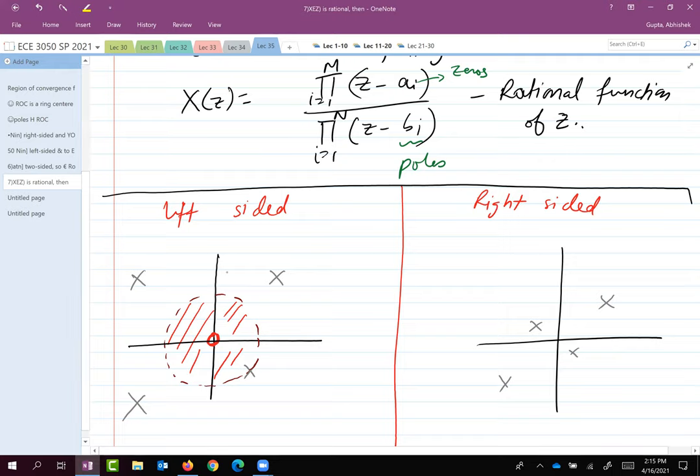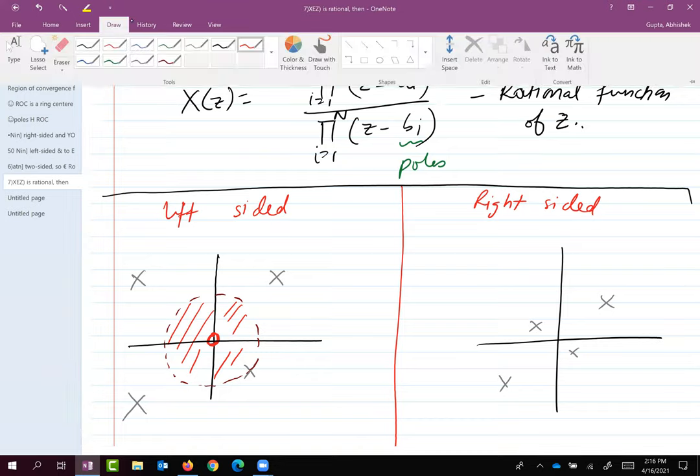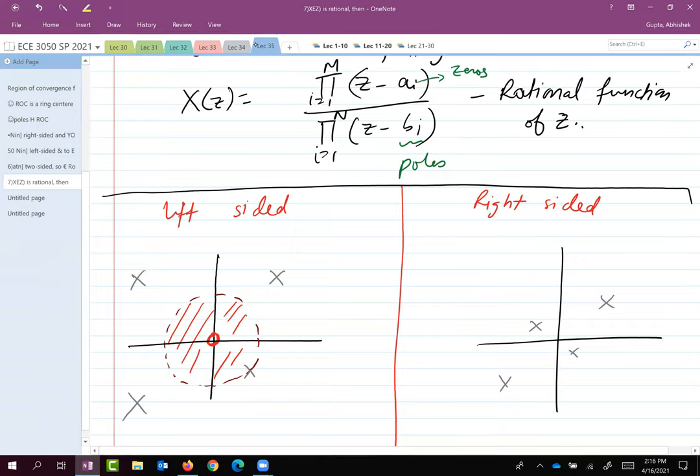So therefore, none of the poles are part of the region of convergence, and it also satisfies the other property for left-sided signal we just studied. Now for the right-sided signal, we have to do the opposite, because here the region of convergence has to extend all the way to infinity. So I'm going to pick the farthest pole. So I think this is the farthest pole.